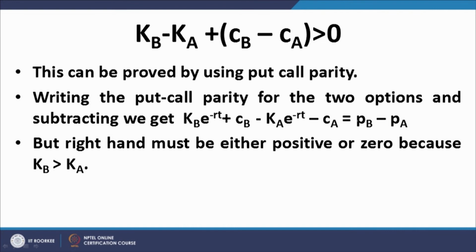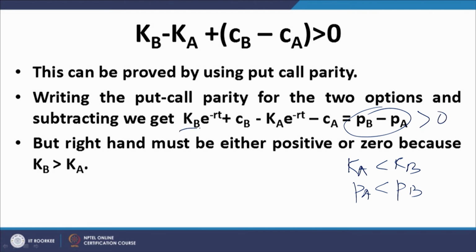PB is the put option corresponding to the exercise price KB, and PA is the put option corresponding to the exercise price KA. Now, because KA is less than KB, it must necessarily be that PA is less than PB, because remember, a put option is a right to sell. PA is less than PB means this is greater than 0, and this means that this is greater than 0.